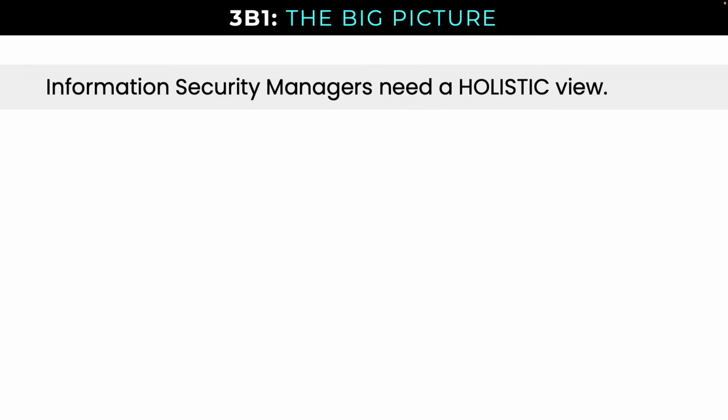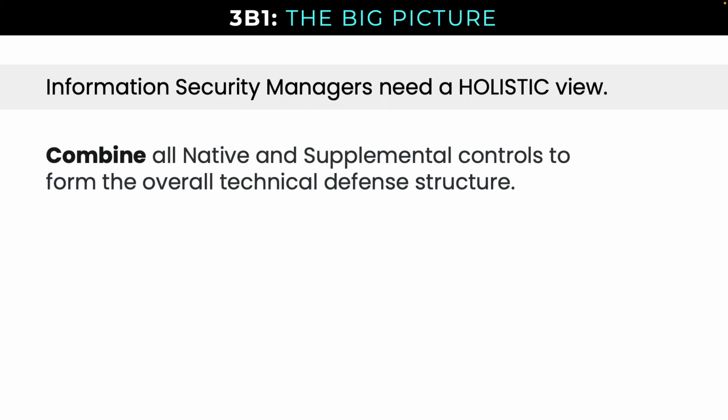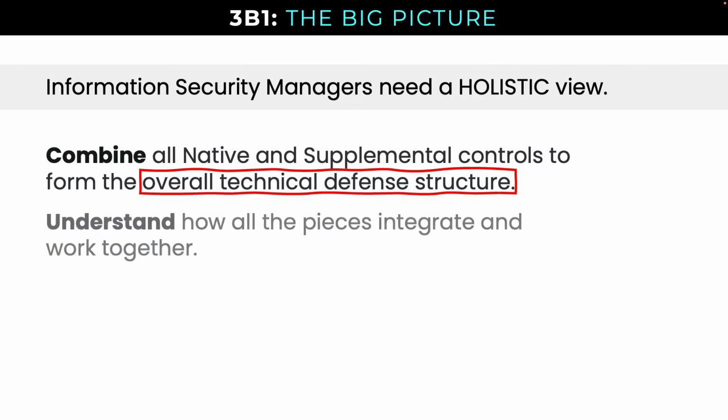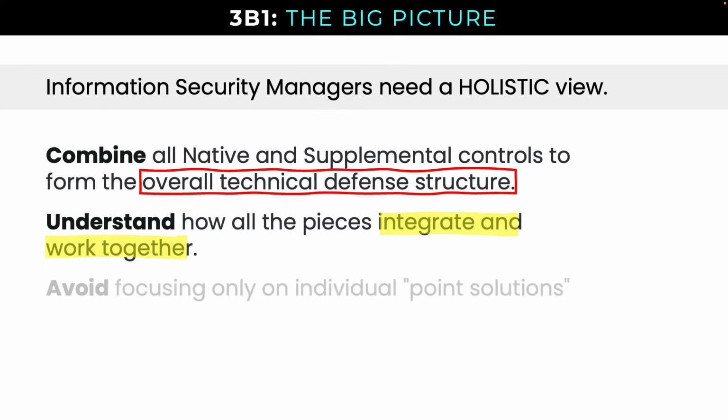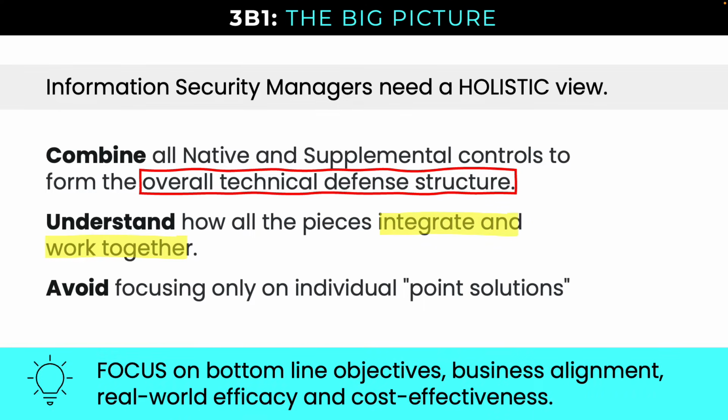And our information security managers really need to see the big picture. They need a holistic view. So we want to combine all the native and supplemental controls from the overall technical defense structure, understand how all the pieces integrate and work together. We want to avoid focusing on individual point solutions. We really need to look at end-to-end business processes and data flow and make sure that the combination of controls we have in place are going to keep us secure adequately end-to-end, reducing the risk down to a level the organization can tolerate. But focus on bottom line objectives: business alignment, real world efficacy, and cost effectiveness.